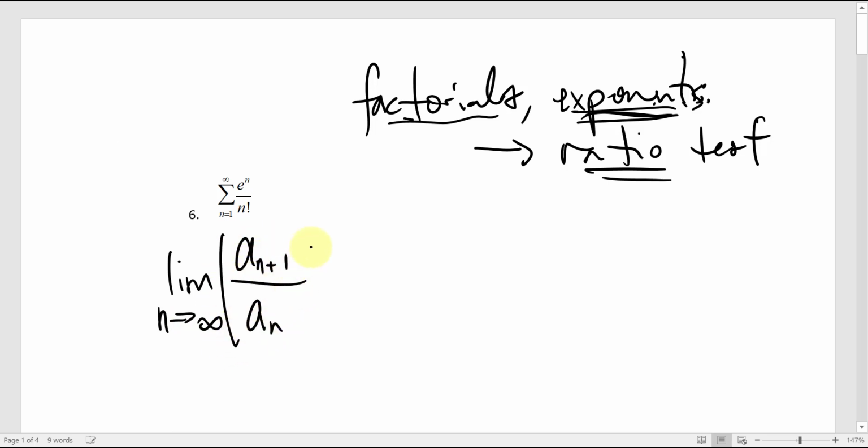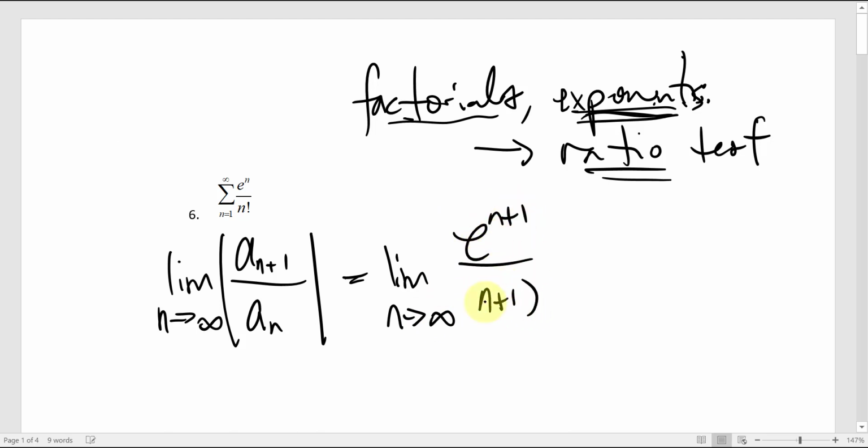And I guess if I'm writing very textbook here, I'll say absolute value of the n plus 1 term divided by the n term. And in this case, the absolute value doesn't change it. They're all positive. So in this particular example, we have a limit as n goes to infinity of e to the power n plus 1 over n plus 1 factorial.